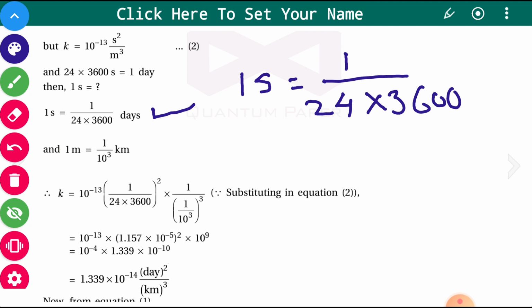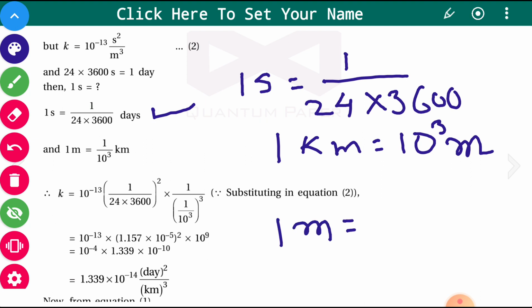And 1 meter is nothing but 1 kilometer. As you know, 1 kilometer is equal to 10 raised to 3, that is 1000 meter. So we can say 1 meter is equal to 1 upon 10 to the power 3 kilometer. So this is the conversion of meter into kilometer.